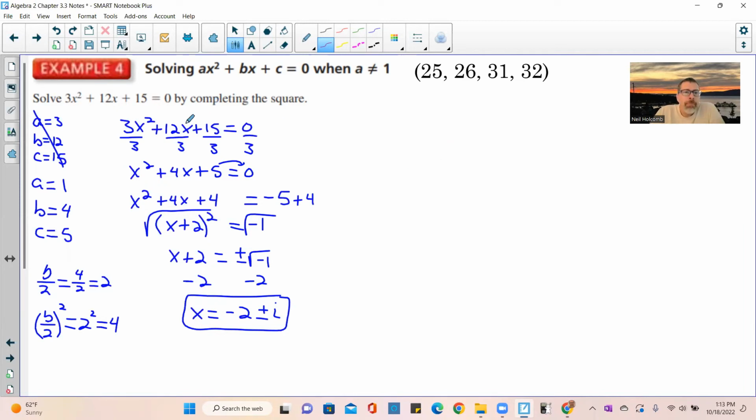Let's recap. First thing you do is divide everything by a to get your new quadratic with a equal to 1. Move c to the other side. Take half of b, square it, create a new c, and add that to both sides, and take the square root and solve.